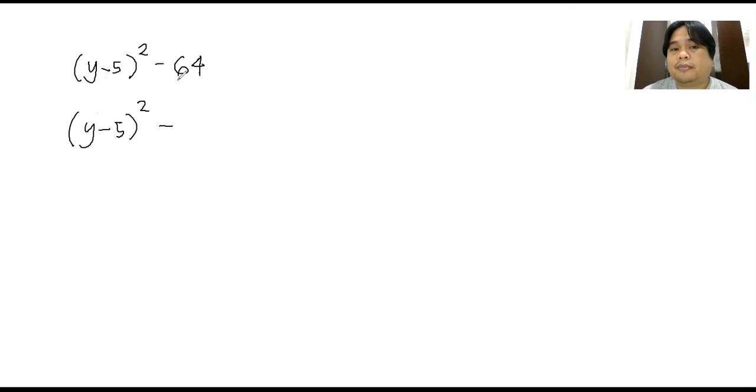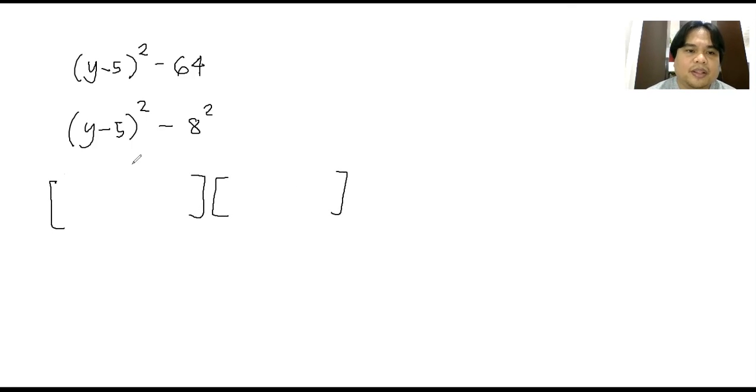But on the second term, you will have to express it into a square, which is what? The square root of 64 is 8, right? Because 8 times 8 is 64. And again, this time, get the factored form. The factored form for that is y minus 5 minus 8 and y minus 5 plus 8.